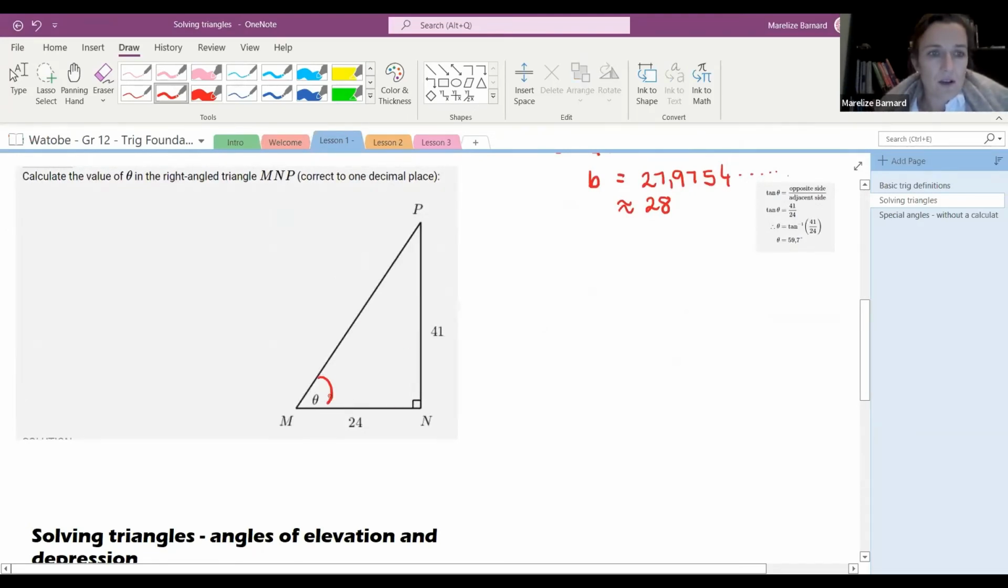Okay, so here's our angle. Roger says 59.7, but not sure. Yeah, we're doing again correct to 1 decimal place, right? Yeah, 2 minutes almost up for this one.